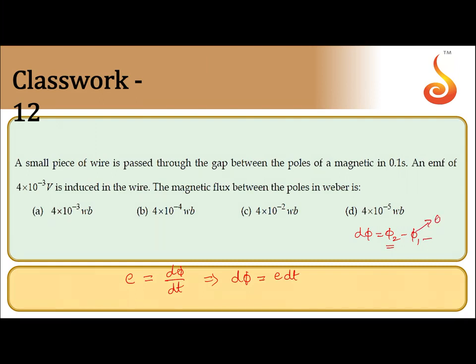outside there is no flux. So d phi will be equal to phi 2. So this implies d phi is equal to phi 2, that is the flux between the poles of the magnet, which is equal to e dt. So just multiply them, it will become 4 into 10 to the power minus 3 into 0.1, that is nothing but 4 into 10 power minus 4 Weber. That is option B.